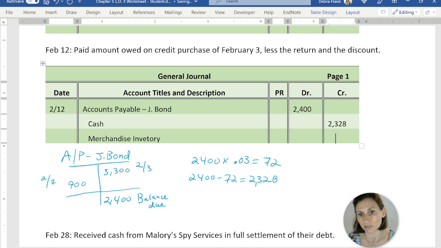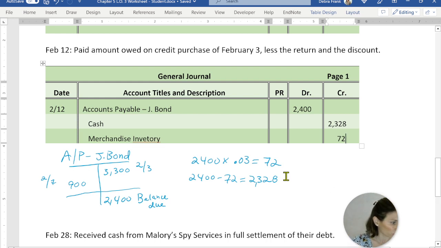Let's do some spaces there so it looks more even. Perfect. So if we added up our two credits there, they would equal our debit. We're good with the February 12th amount. So let's go ahead and keep going. Now let's do February 28th.